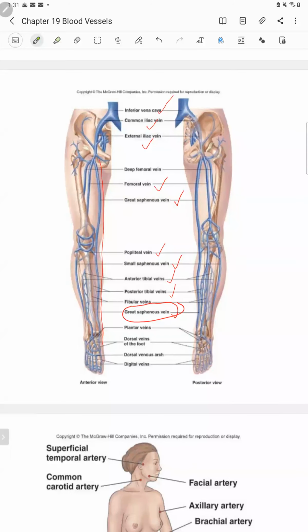Okay, if you have a great saphenous vein, then you have to have a small saphenous vein. The small saphenous vein is on the more lateral side, and that drains into the popliteal vein. You also have the posterior and anterior tibial vein. Then from the popliteal vein, you'll go into the femoral vein.